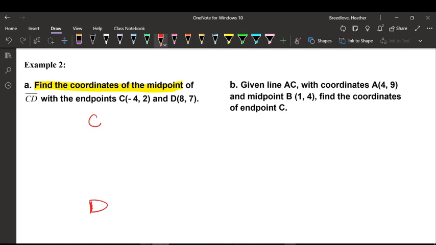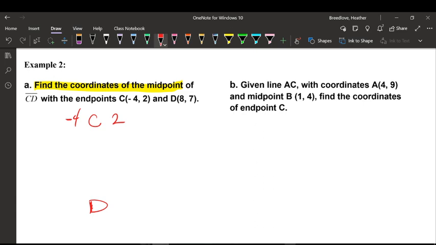C is at -4, 2. So I'm going to put the x's on the left, -4, and 2 on the right. That's the coordinates, -4, 2. You've probably never seen it written like this because this is not an official way of teaching anything. This is just a very easy way of doing it, but it works the same.